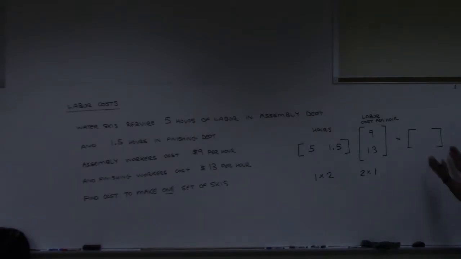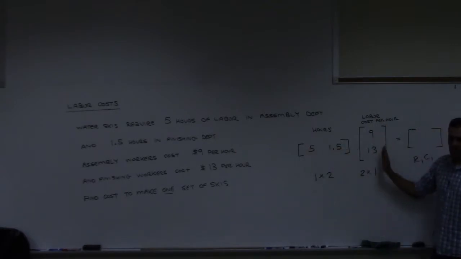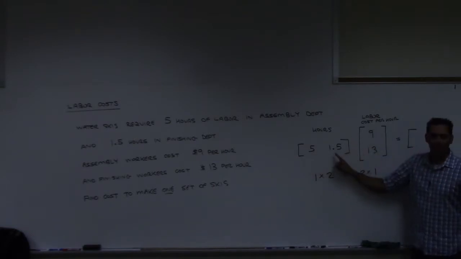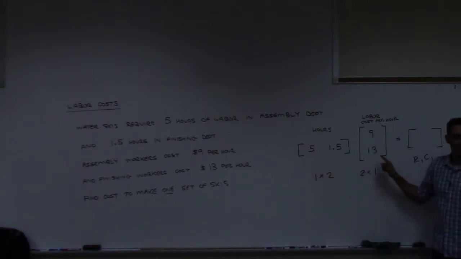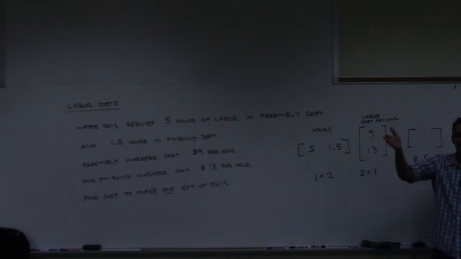This number is the first row and first column, right? So I'm going to take the first row here, there's only one row, and the first column here, which there's only one column. And I'm going to do that thing: 5 times 9 plus 1.5 times 13. Right? And that's exactly what you suggested I do for this computation.